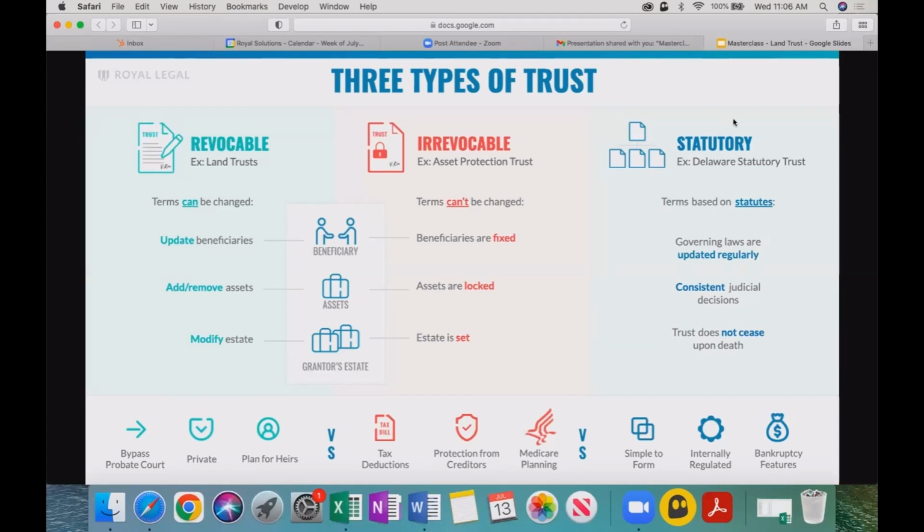Now, statutory. One of the products that Royal offers and that we use quite a bit, but there are other statutory trusts in other states. But the one we focus on for our purposes is a Delaware statutory trust. And as it states here, rather than being based on common law or custom or judicial precedent, it's based on statutory law or code. So it's updated regularly, especially in Delaware. It's one of the most business-friendly states. It's updated by business law experts on a very regular basis.